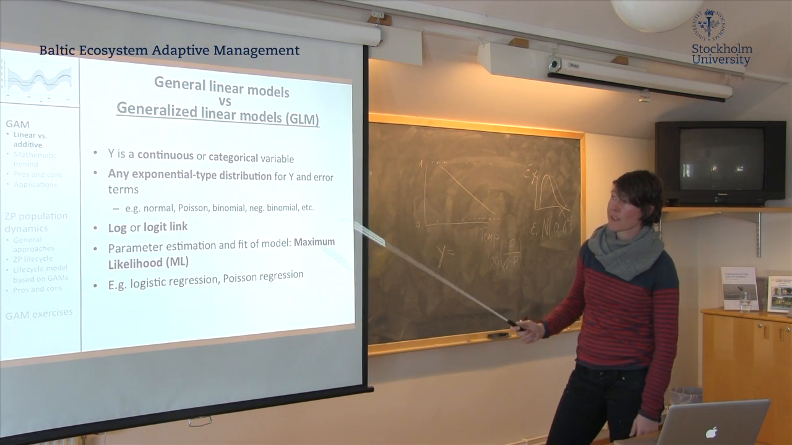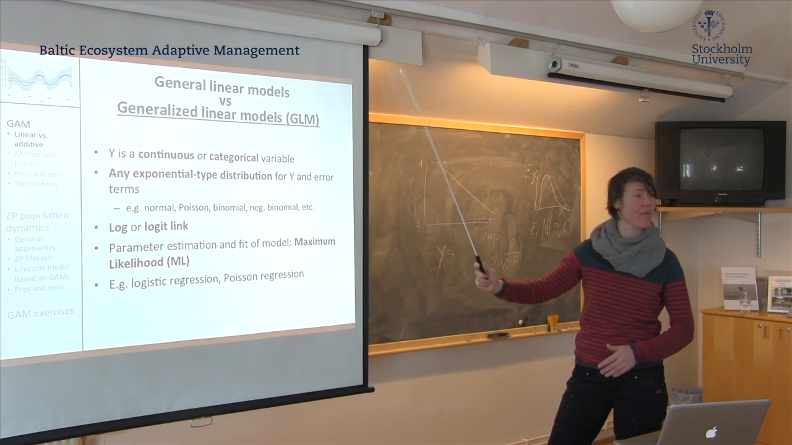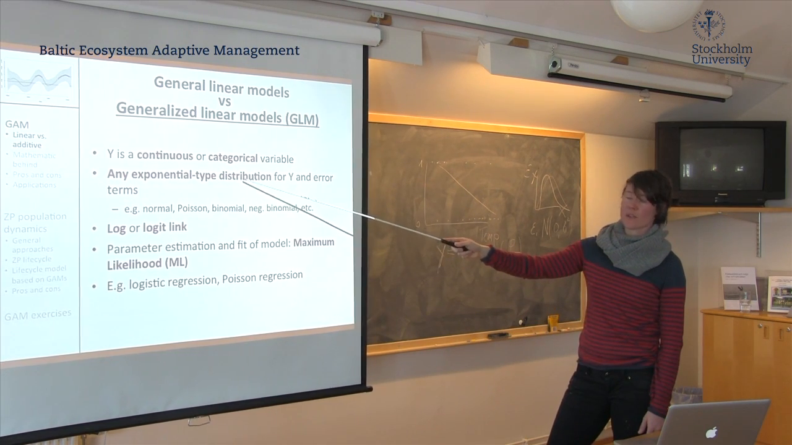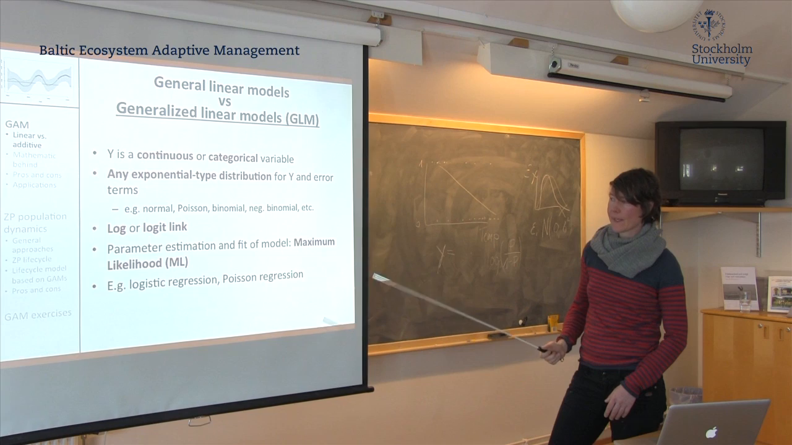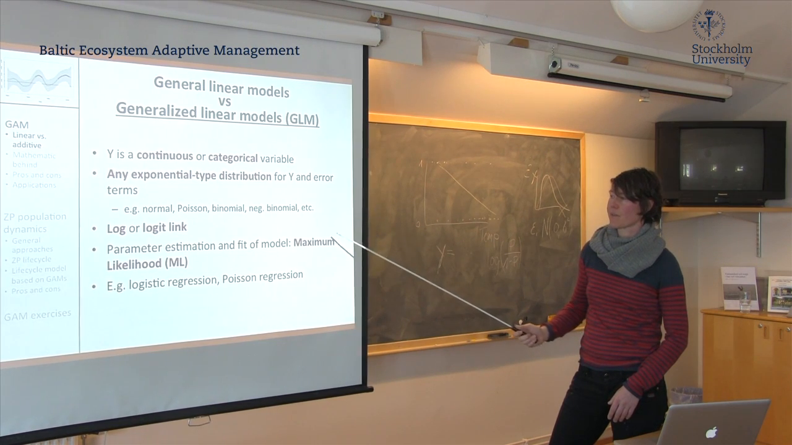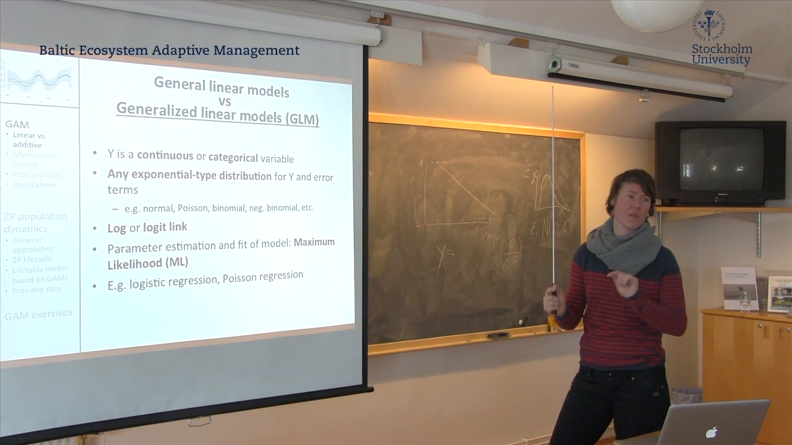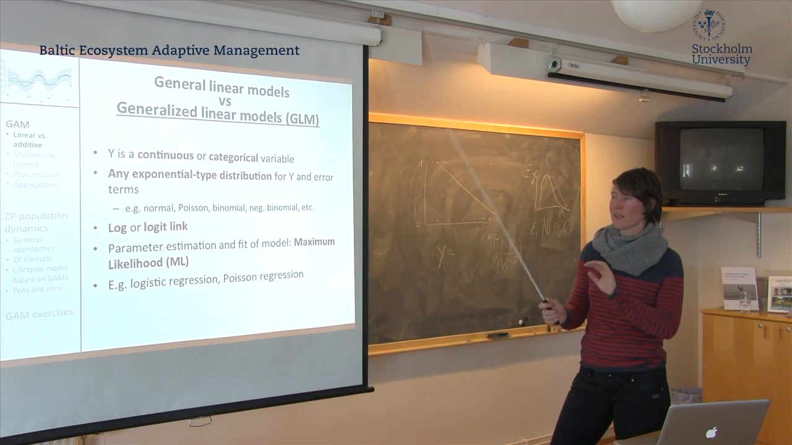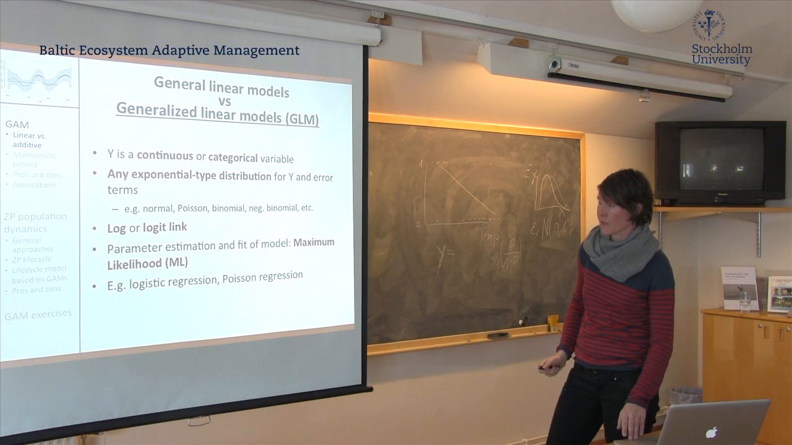With generalized, now also y can be categorical. You have presence or absence, or you have proportional data. And it can be any exponential type of distribution. It's either the log or logit link. And also, when you do the model in R, for example, it asks you for the family. You don't say which link, but you say which family, and then it knows which link to use.